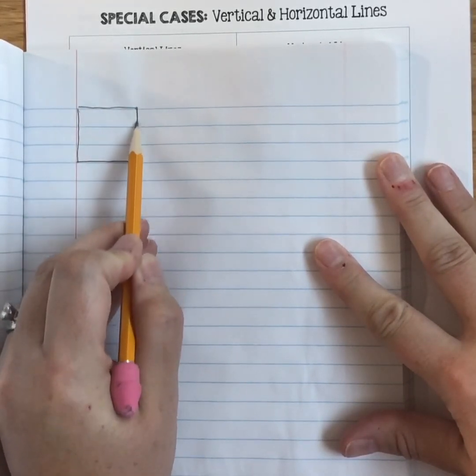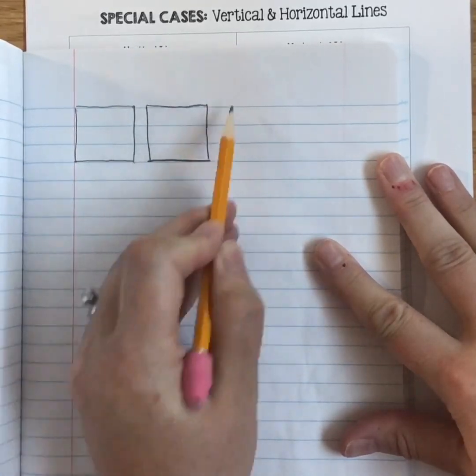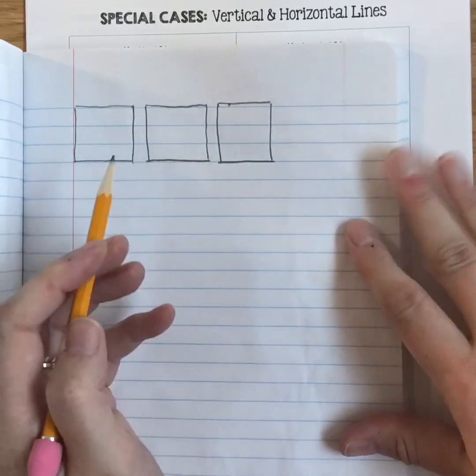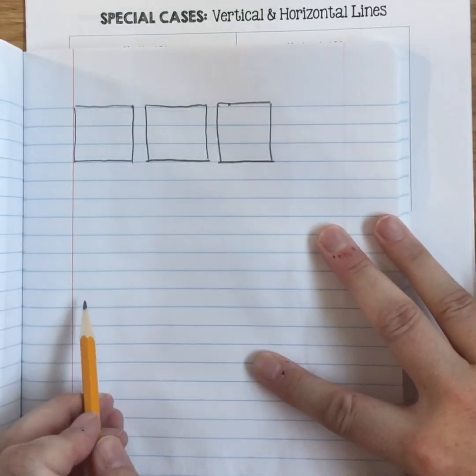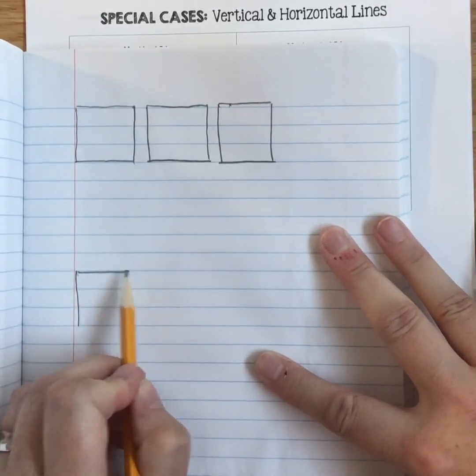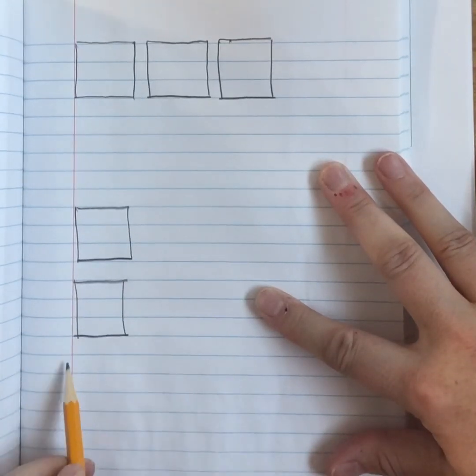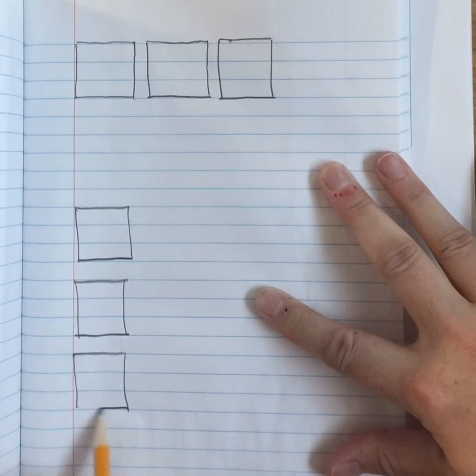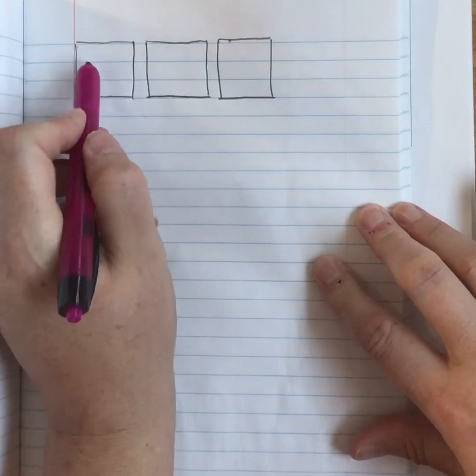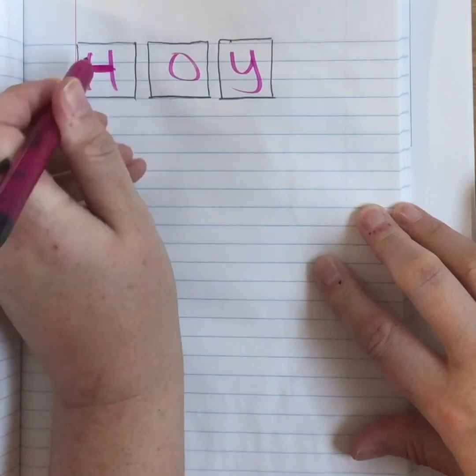Okay, so the first thing I want you to do is go ahead and get your next page in your comp book, and across the top, just draw 3 boxes that are 3 lines deep. And then down the page, go ahead and start 3 boxes going down the page this way, okay? So the top 3, I want you to spell out H-O-Y.